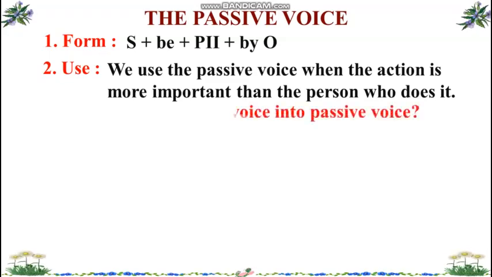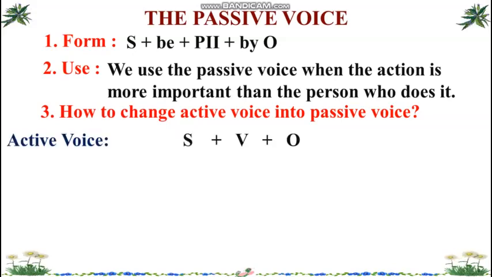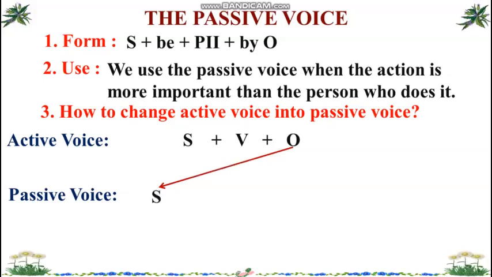And how to change active voice into passive voice. Look at the active voice. In the active sentence, we have at least three main factors: subject, verb, and object. To change active voice into passive voice, we have four main steps. The first step is we change the object in the active voice into the subject in the passive voice.